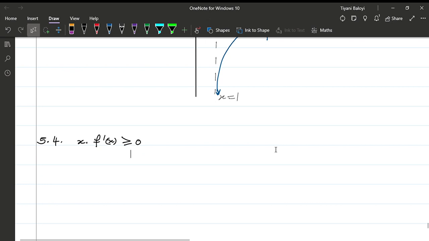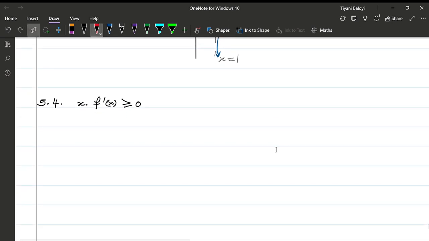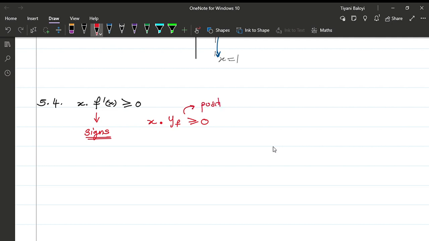When it comes to this, you just use signs, right? These are signs. It's very simple. Use your signs, because you cannot use the actual values, so you have to use the signs of your values. For example, we need x values multiplied by y values of f. They should be greater or equal to 0, which means they should be positive or 0.